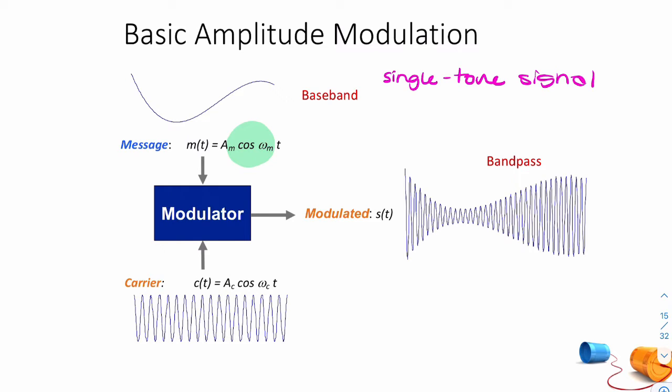So this is our signal. It's baseband. That means it's low frequency. Nothing's happened, it hasn't been modulated yet. And we have a high frequency carrier. So that was our message. Here we have our carrier. So it's a high frequency carrier. What do I mean by that? I mean that omega C is much larger than omega M. It's not just larger, it's much larger.